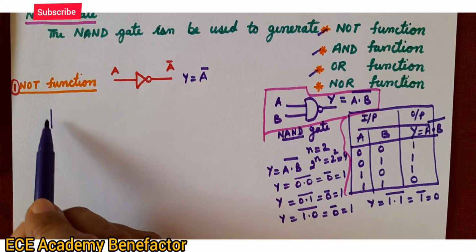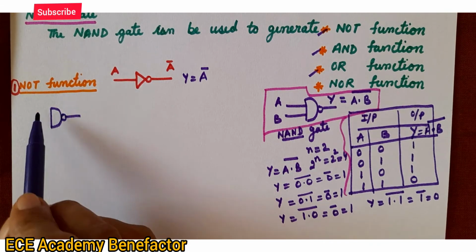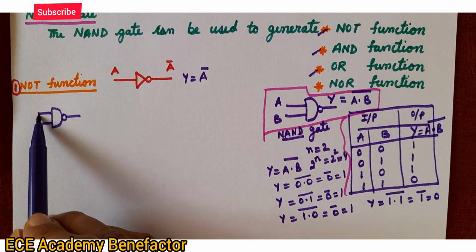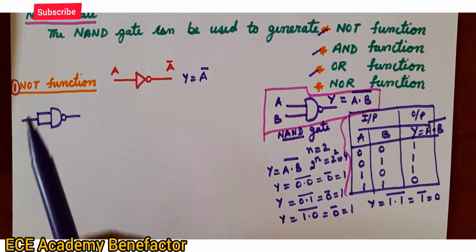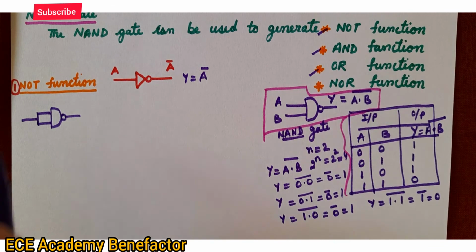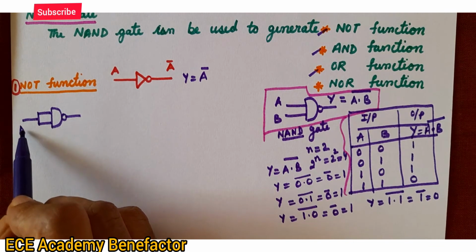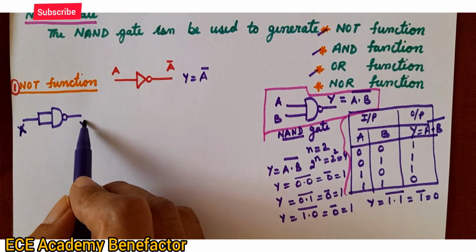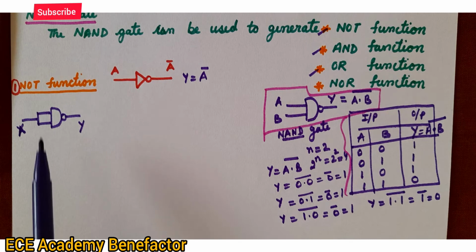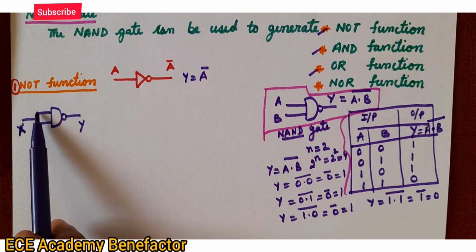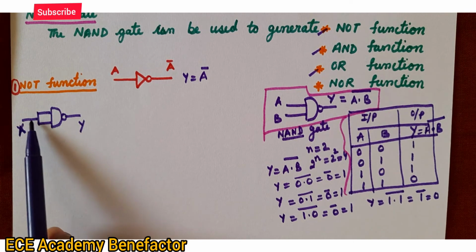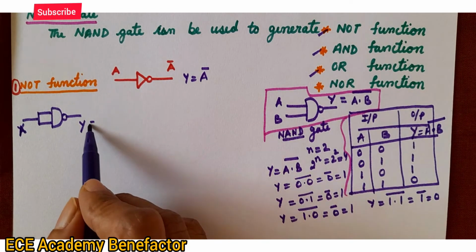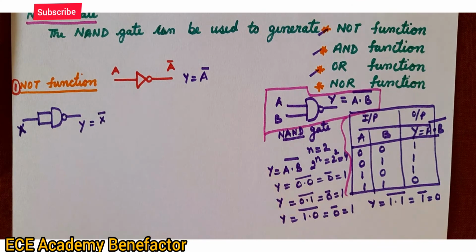Suppose this is a NAND gate. A NAND gate is having two inputs. When you combine them and make a single input gate, it becomes a NOT gate. Let us say this single input be X, output be Y. So what we have done to this NAND gate? The inputs are combined to form a single input gate. Okay. So, what will be Y? Y will be X bar.